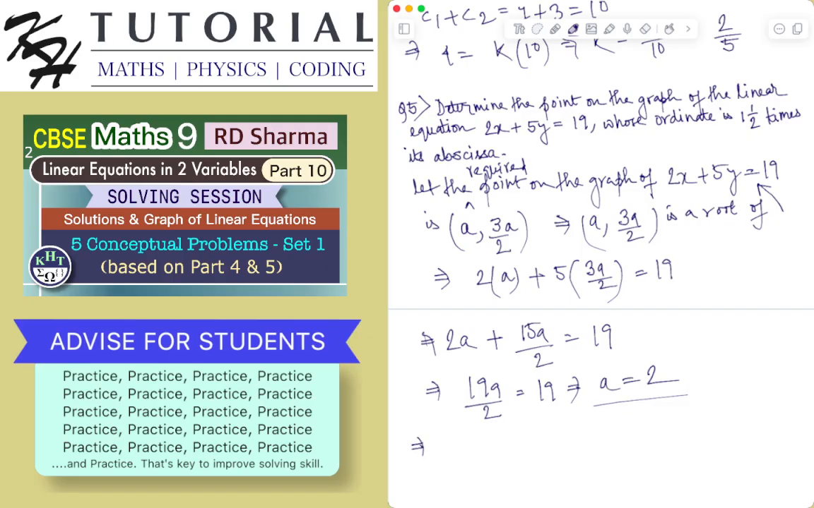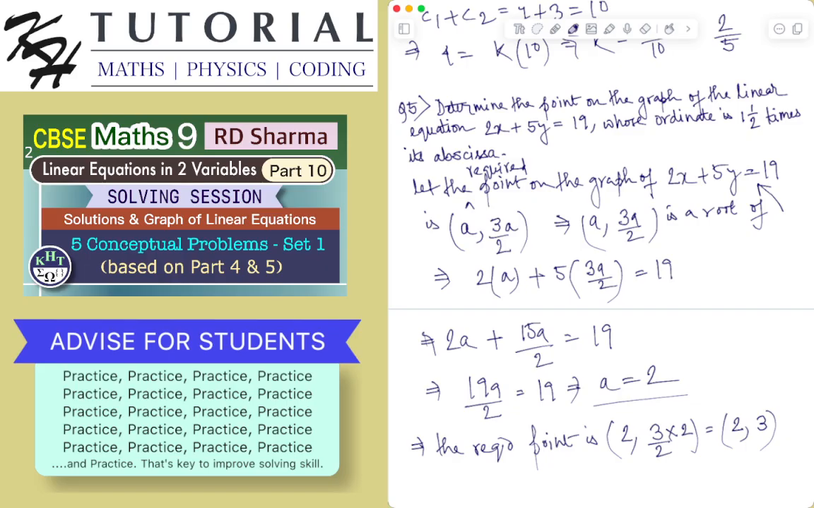So the required point on the graph of the given equation, so that the ordinate is 1.5 times the abscissa, is A comma 3A by 2. A is 2 and 3A by 2 is 3 by 2 multiplied by 2, which is equal to 3. So 2 comma 3 is the coordinate of the point on the graph of the given equation where the ordinate is 3 by 2 times the abscissa.